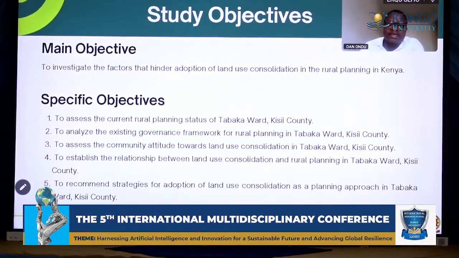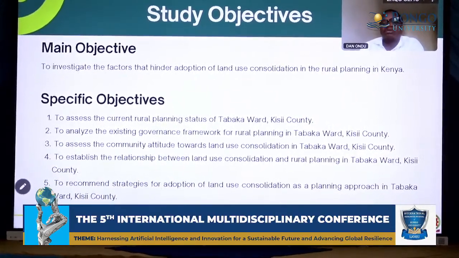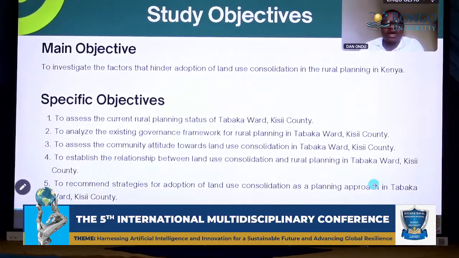The study assessed the current rural planning status of Tabaka Ward. It also analyzed the existing governance framework for rural planning in Tabaka Ward, and also to a larger extent Kisii County. It assessed community attitudes towards land use consolidation in this region, and also tried to establish the relationship between land use consolidation and rural planning, and also recommend strategies for future adoption or lack of adoption for the country.